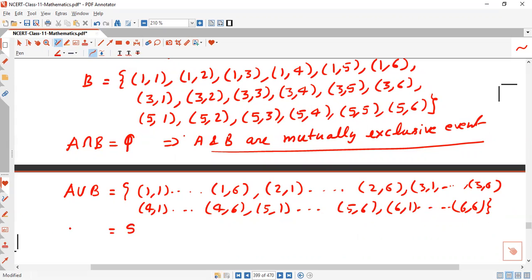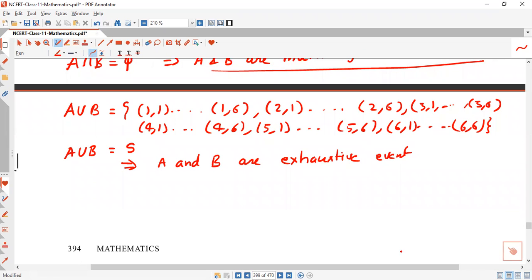So A union B equal to sample space S implies that A and B are exhaustive events. So we see here that A and B are mutually exclusive as well as exhaustive events.